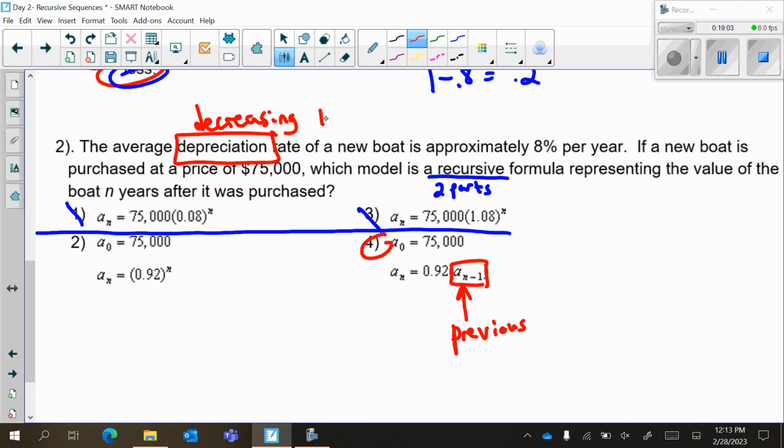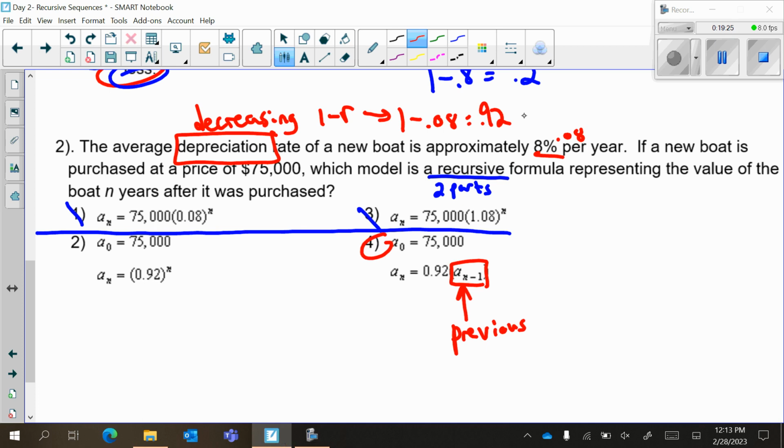To depreciate means to decrease in value. And that means it is a 1 minus r equation. So 1 minus 0.08, because this is 0.08, is equal to 0.92. That's where the 0.92 is coming from.